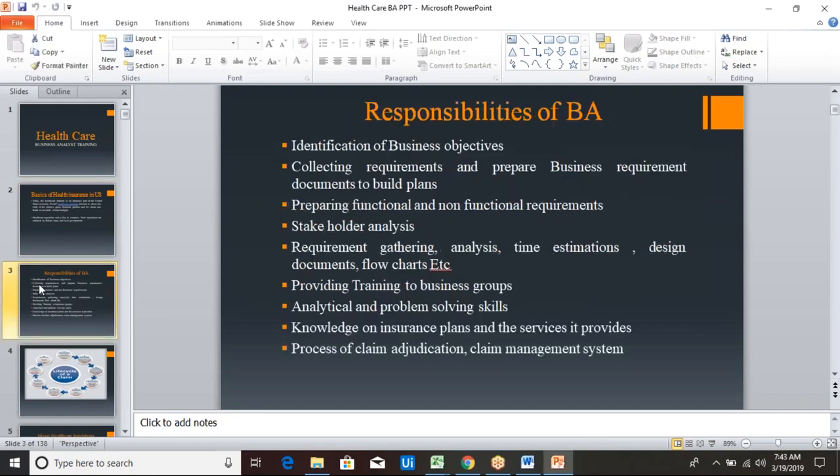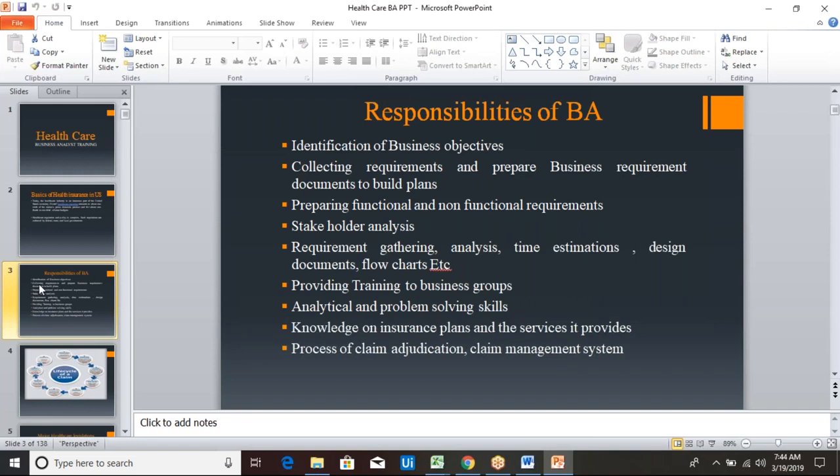One is identification of objects, followed by collecting requirements and preparing some BRDs according to the requirements. We need to prepare functional and non-functional requirements as well, because we have two variants. Functional relates to the kind of implementation we do, whereas non-functional relates to performance, load balancing, fault tolerance, how the application should perform, and the kind of results it exposes. All of these come under non-functional requirements.